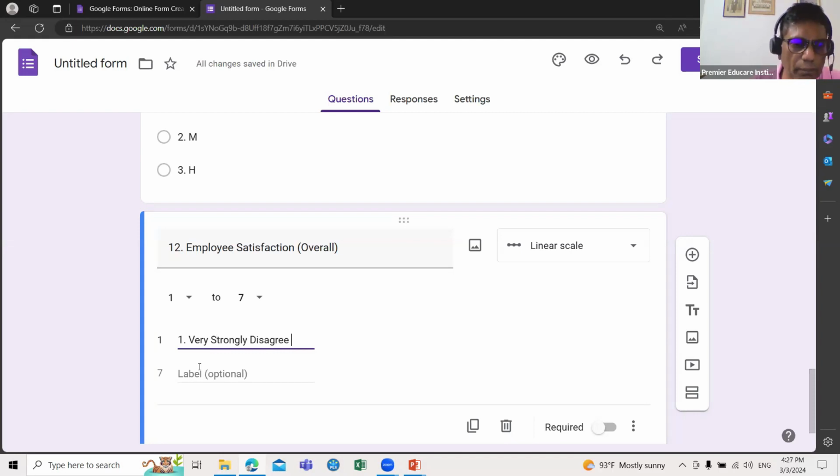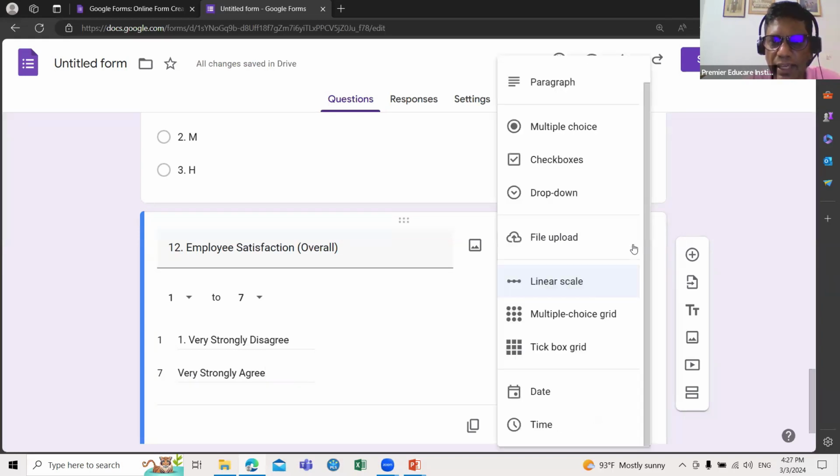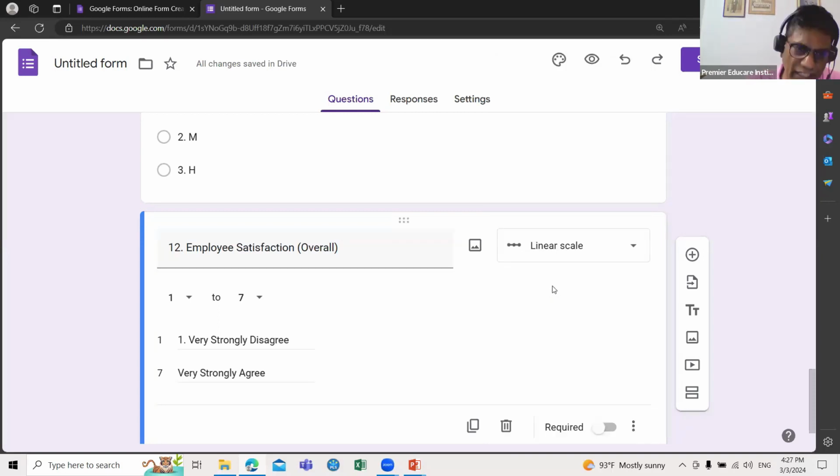So what is number 7? You don't have to write down from 1 to 7, this is understood, right? 7 is very strongly agree, right? Okay, so that's question number 12. So this is the new one, right? Earlier we had multiple choice. Now we have the linear scale for the first time. This is called the Likert scale, right? Question number 12 is also okay.